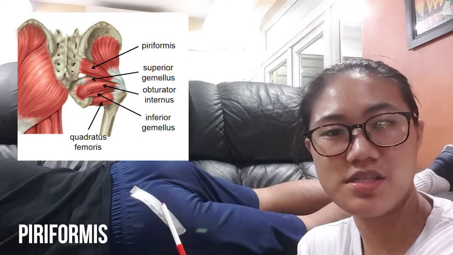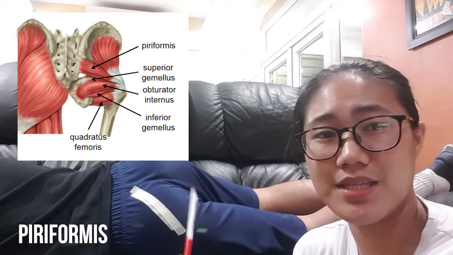This is the piriformis muscle. It originates at the anterior lateral surface of the sacrum, and its insertion is at the greater trochanter of the femur along its upper medial surface.